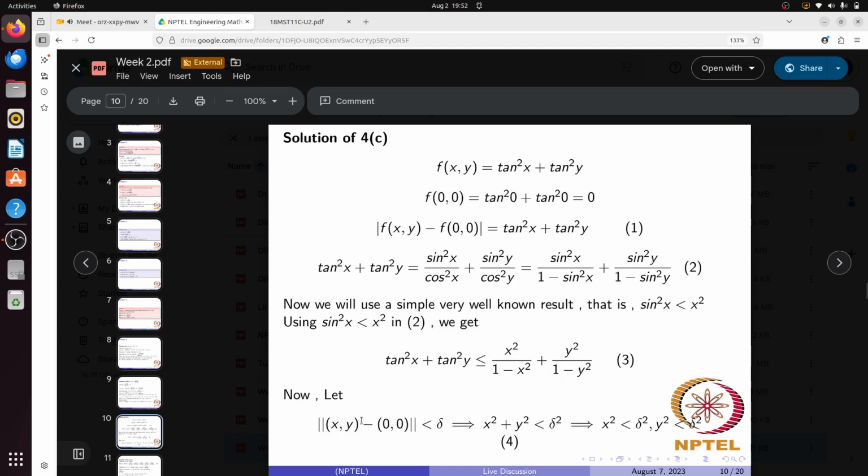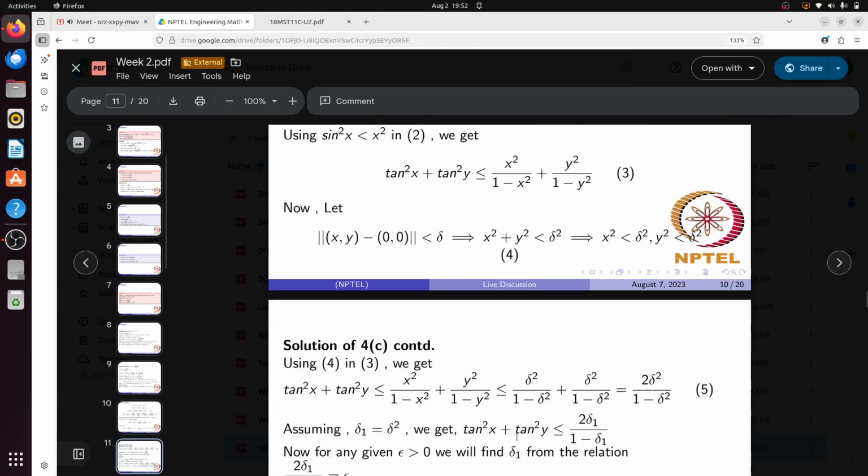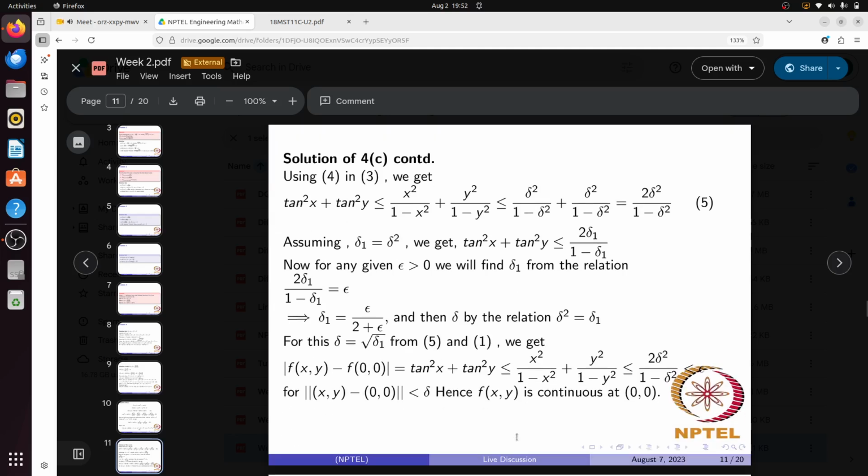Now let norm of (x,y) minus (0,0) be less than delta, that is x square plus y square less than delta square. So x square less than delta square, y square less than delta square, and using 4 and 3 you will get tan square x plus tan square y less than or equal to x square by 1 minus x square plus y square by 1 minus y square, less than or equal to delta square by 1 minus delta square plus delta square by 1 minus delta square. So 2 delta square by 1 minus delta square.